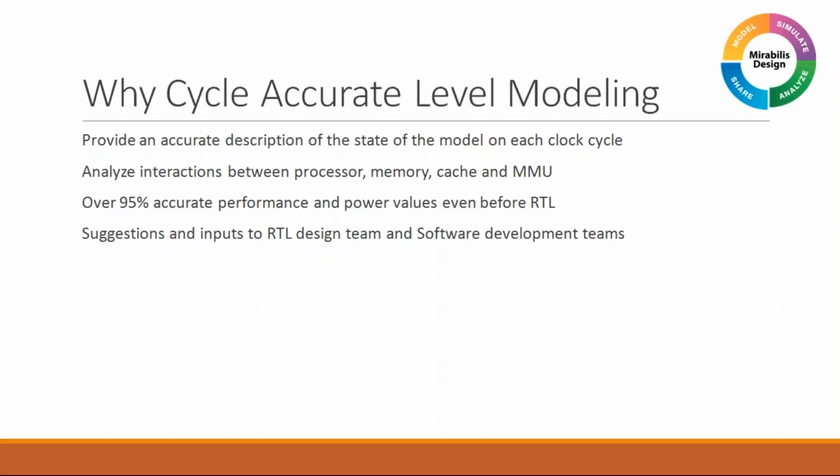One of the biggest advantages that you're going to get out of cycle accurate level modeling with VisualSim is you'll be getting over 95% accurate performance and power values even before having your RTL ready. If you are going to write any cycle accurate level models in C or C++, it definitely takes more than 6 months or nearly 1 year of effort to build a particular architecture. But with VisualSim, you will be constructing these models very quickly, in a matter of weeks to months, based on the complexity of your system platform itself.